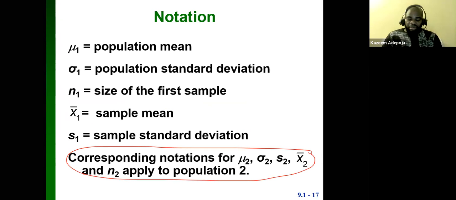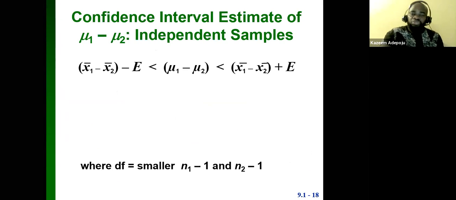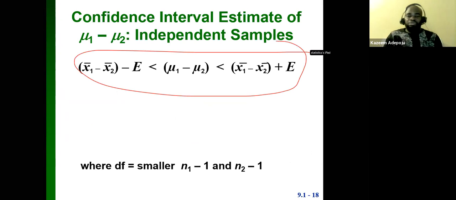When we do that, we want to construct a confidence interval. This is the formula that we are going to use for the confidence interval. Of course, we have the point estimate of the difference of the sample means from the two populations.